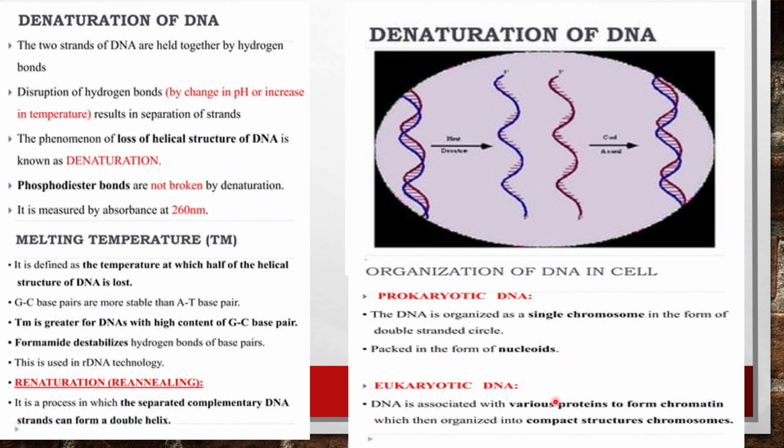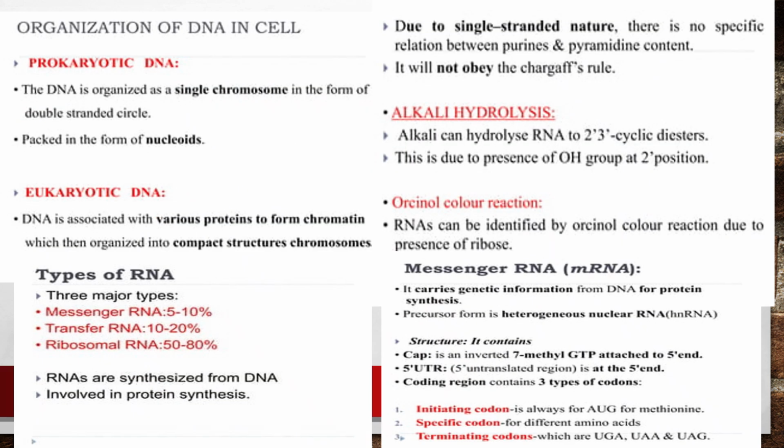While in the eukaryotic DNA, the DNA is associated with various proteins to form the chromatin, which is then organized into a compact structure known as chromosome.